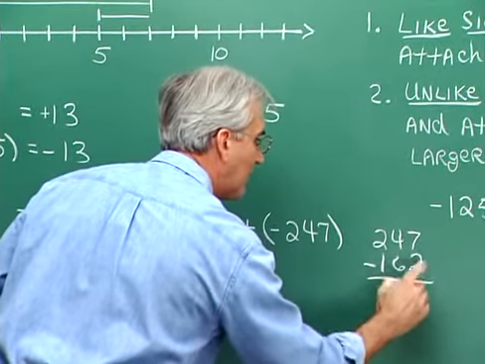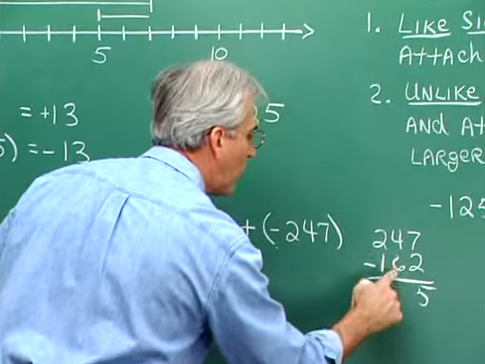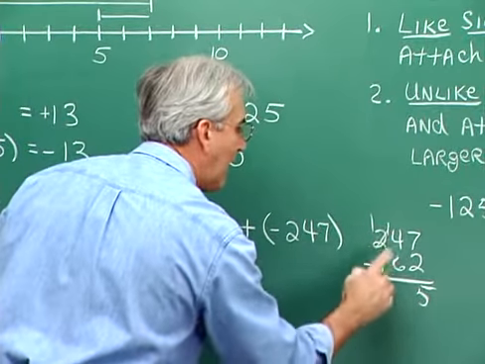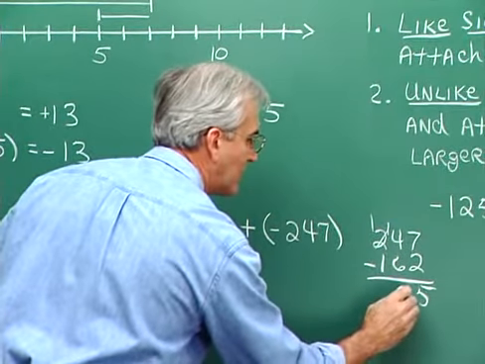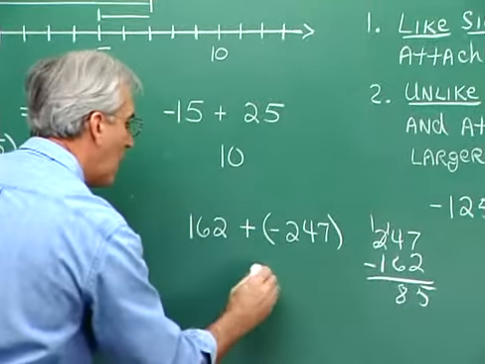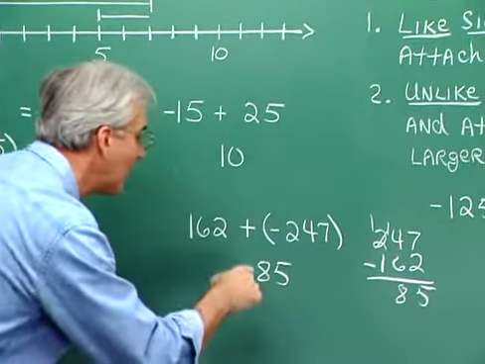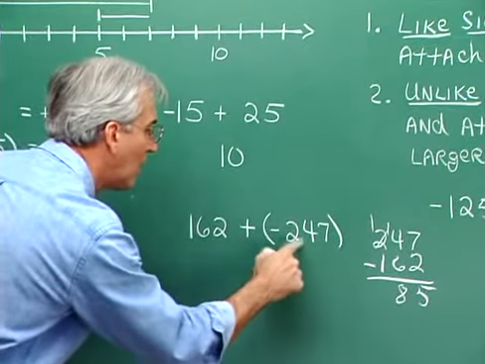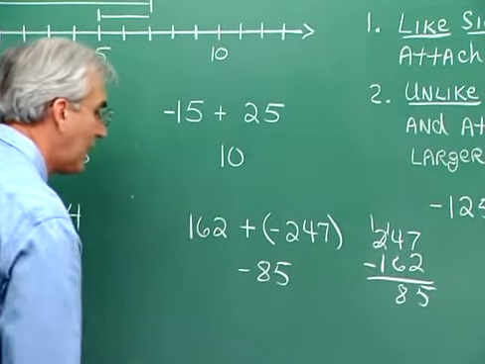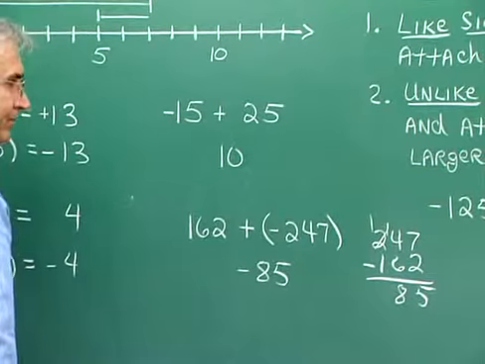And when we do, 7 minus 2 is 5. 4 minus 6 won't go. Borrow 1. That becomes 14 minus 6 is 8. So this is 85. So the relative difference in the digits is 85. We attach the sign of the larger. Oh, that's negative. So negative 85 is the result.